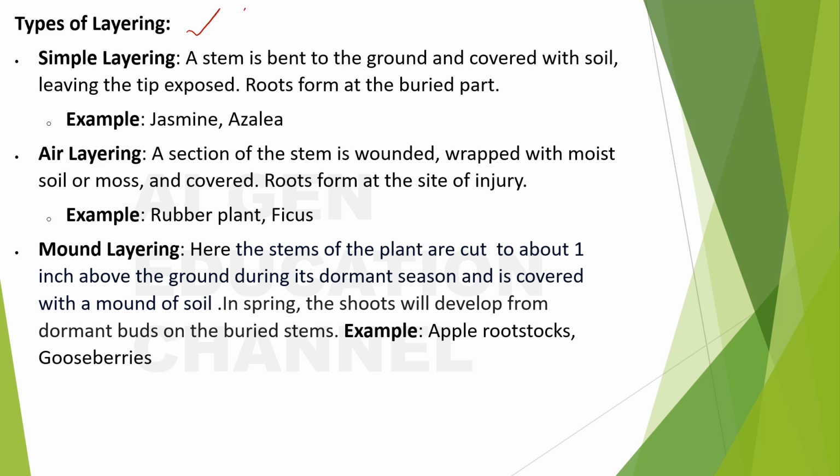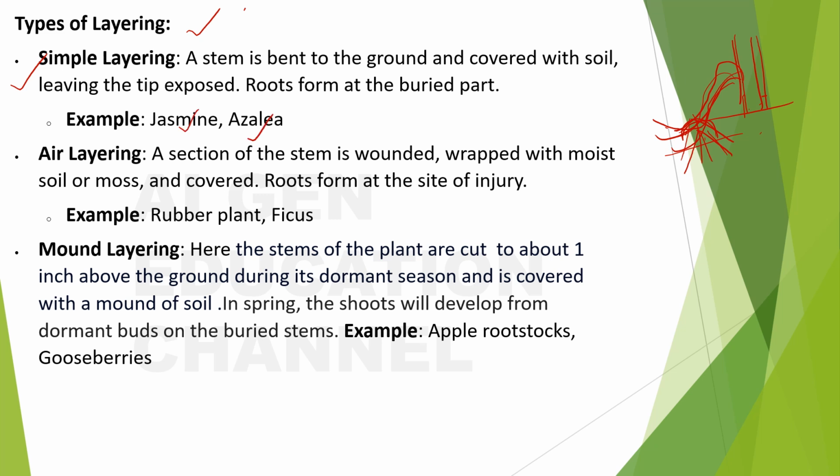Okay, so types of layering. In the layering you can find many different types. Okay, we will see one after the other. The first one will be the simple layering. Here what happens is that the part of the stem is bent near the soil. Maybe it can be even put under the soil, or you can put it on the soil, and you can add a little bit more soil. Anything is okay. So the thing is that at this point you will get the roots. This is the simple layering technique, and it is used in jasmine and azalea.